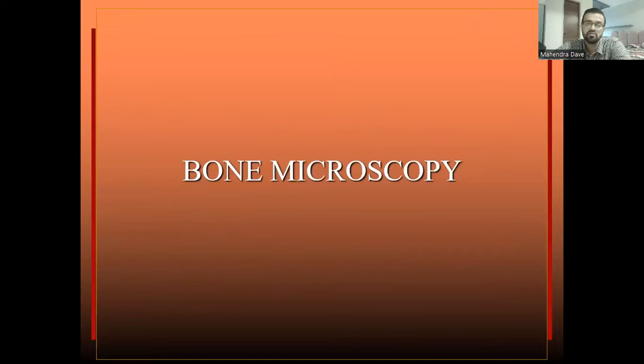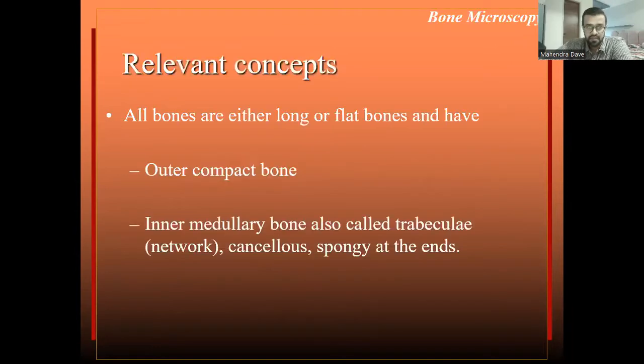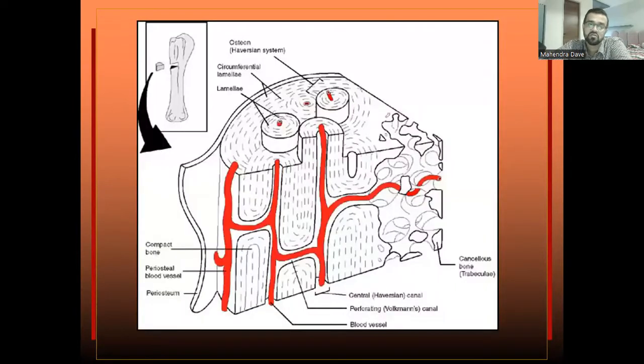Now coming to the microscopy of bone. Bones are either long or flat and have outer compact bone and inner medullary bone, which is also known as trabecular, cancellous, or spongy bone at the ends. This is the microscopic structure showing the unit of bone, that is the osteon, and other structures such as Haversian canals, interstitial lamellae, etc.